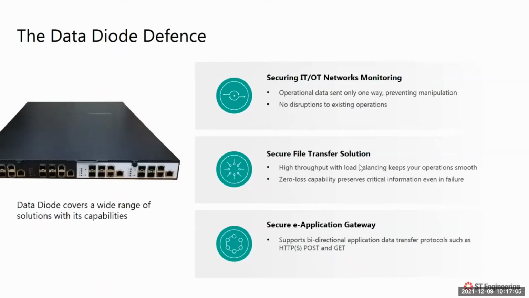So there are two other common use cases of the data diode. Second one is the secure file transfer solution. It can actually handle a high amount of traffic while managing its own workload with zero loss capability to ensure the safety and integrity of the data transfer. The third application is the secure application gateway, which supports the most common bidirectional application data transfer, such as HTTP, HTTPS, POST, and GET.